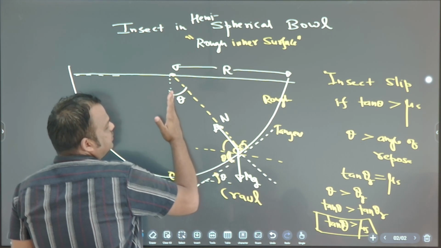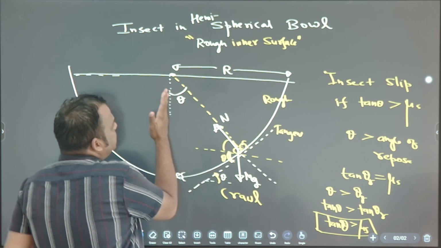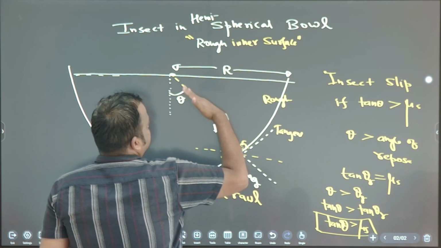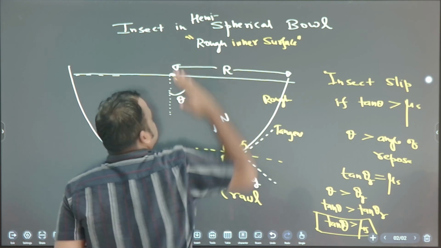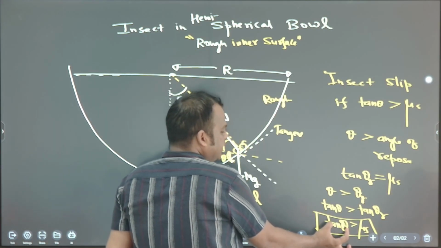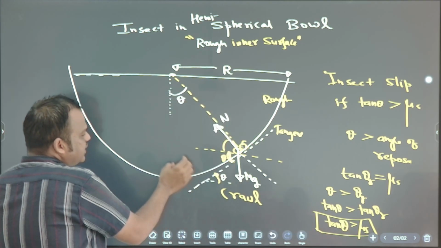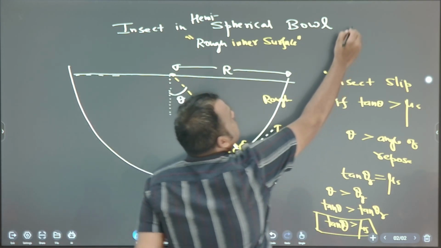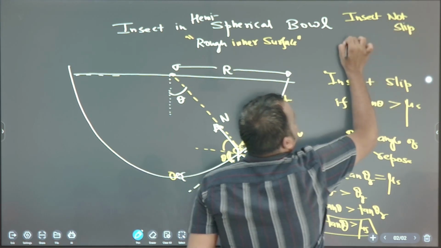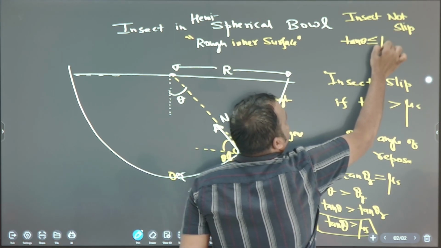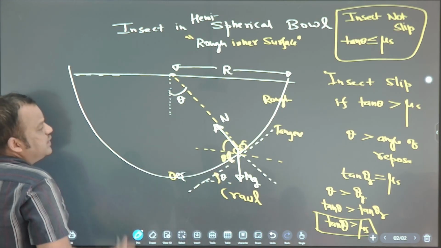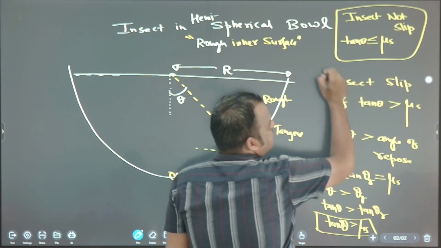So the angle is increasing: 0 degree, 5 degree, 10, 20, 30, 45, 50, 60, 80, 90. As the angle increases, tan theta increases. When tan theta is less, the insect will not slip. The insect will not slip if tan theta is less than or equal to mu s. Tan theta more than mu s means the insect slips.